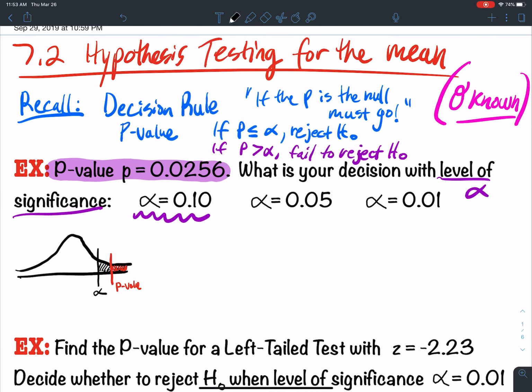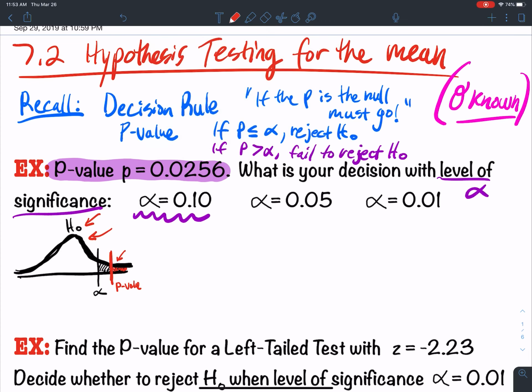If this is the null hypothesis, this distribution, and I find a p-value that's way out here, what does that mean? That means that it's likely that the H0 is lying. So if the H0's lying, we reject the H0. So a small p-value implies that it's not likely that it came from this H0 distribution here.